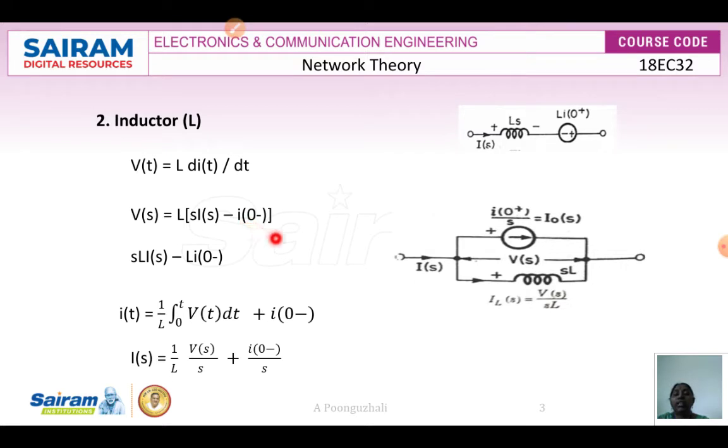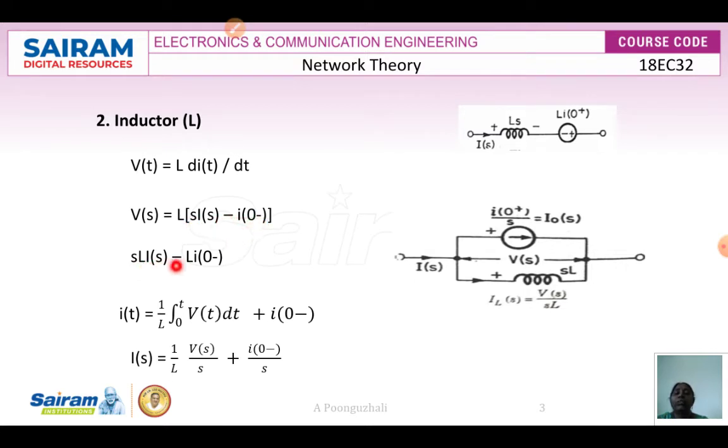So here in this case, we are going to have your voltage, s into L into I of s minus L into I of 0 minus, can be written as your expression here. So here, if I am multiplying it, it is going to be L into s into I of s minus L into I of 0 minus.